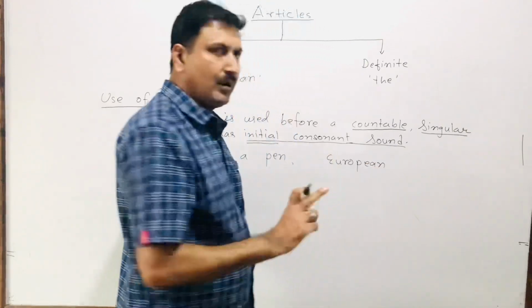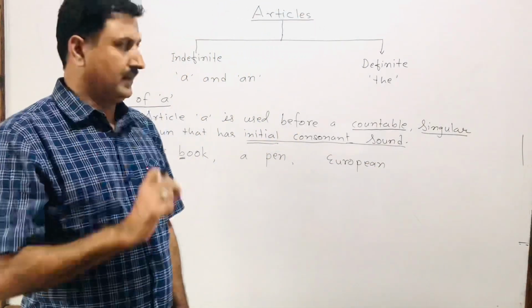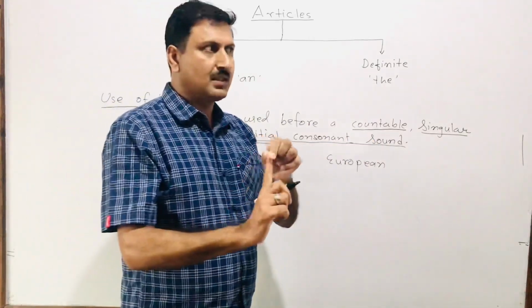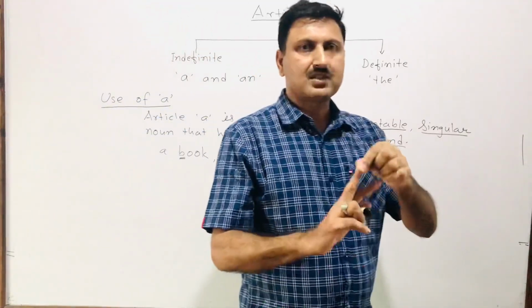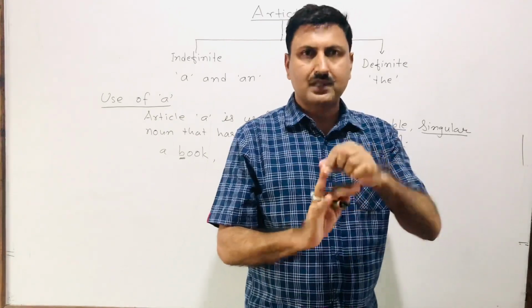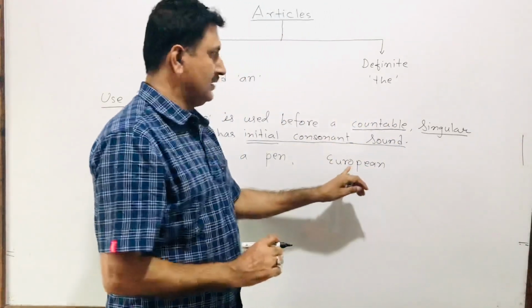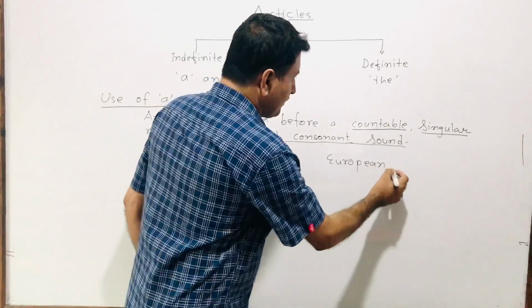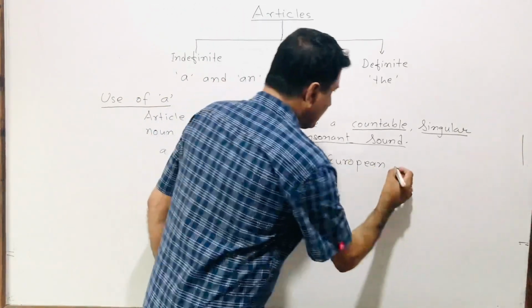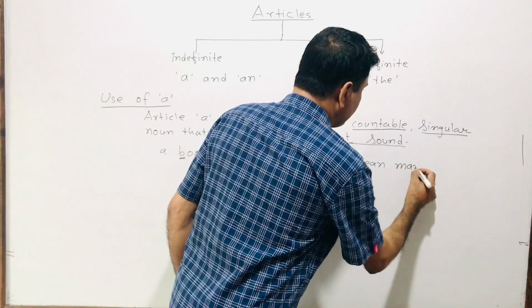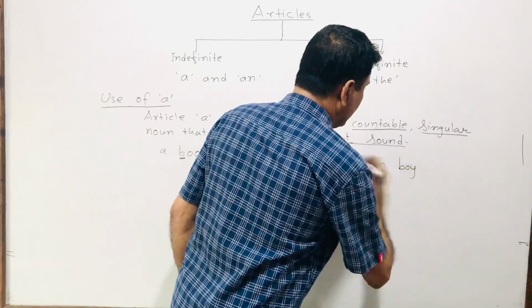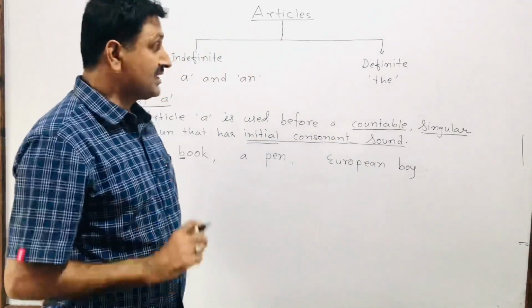We are talking about person, European. So it is countable. One European person, two European persons, three European persons. This is how we can count. This is countable. And European, let's write man, or we can write boy. This is how it will be easier.